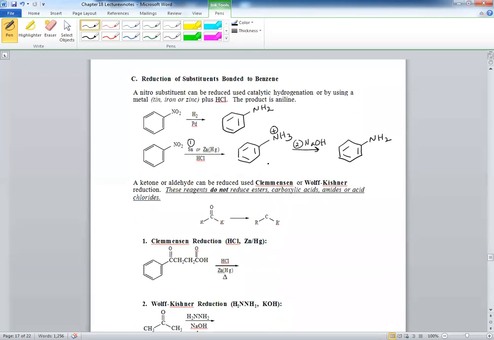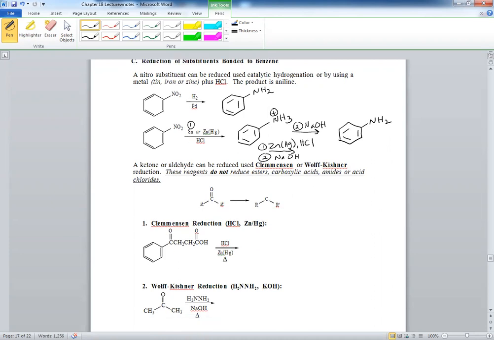So usually this is written as one step. It could be written like this: zinc, either one, like I said, is fine, zinc, HCl as step 1, and then step 2 is NaOH. Basically, both steps are shown here.